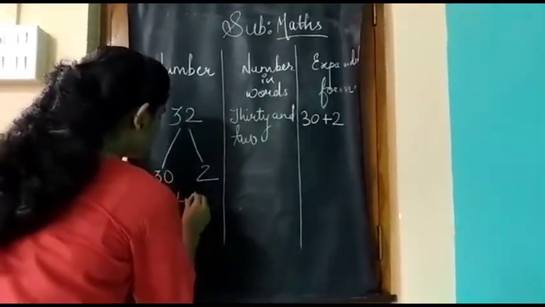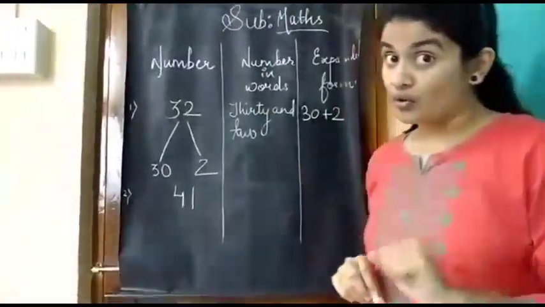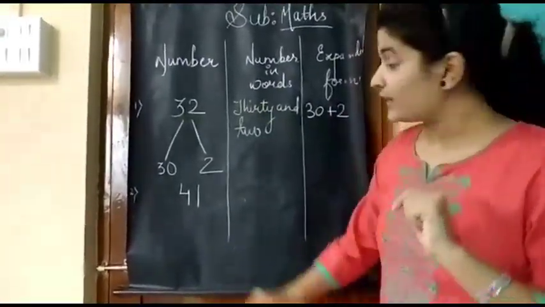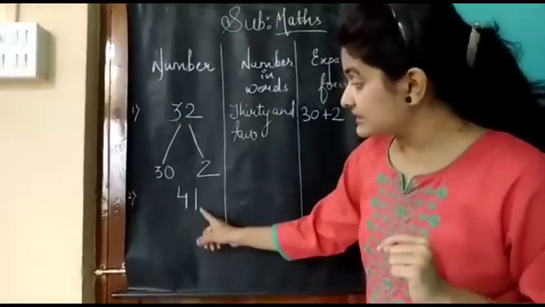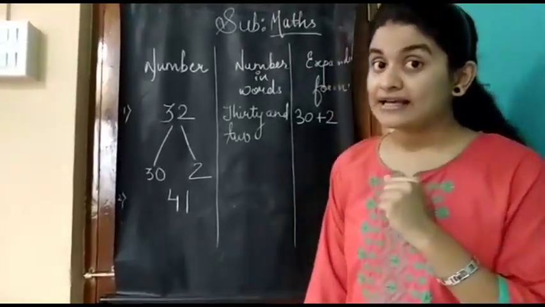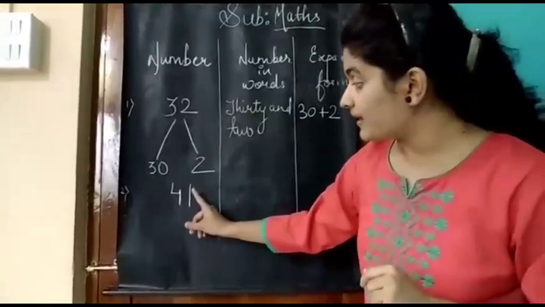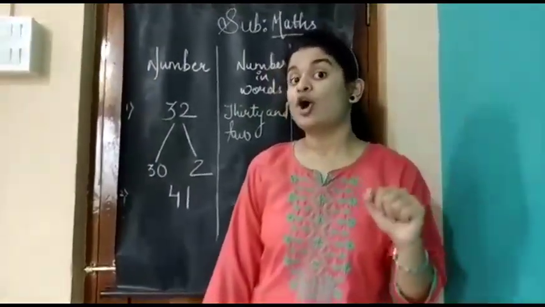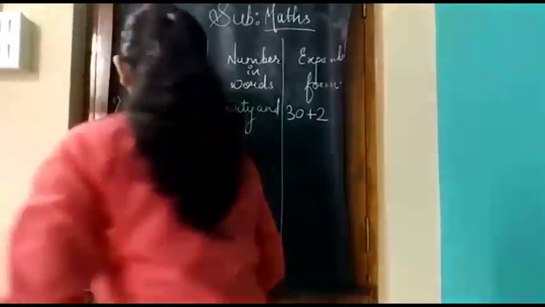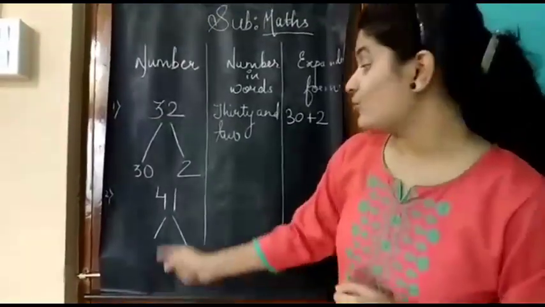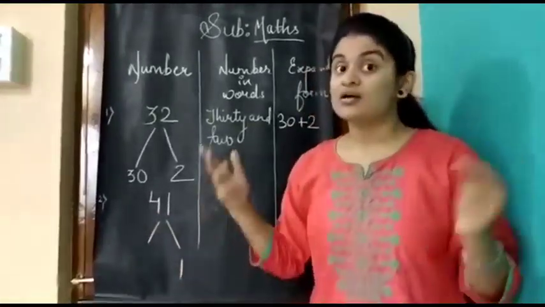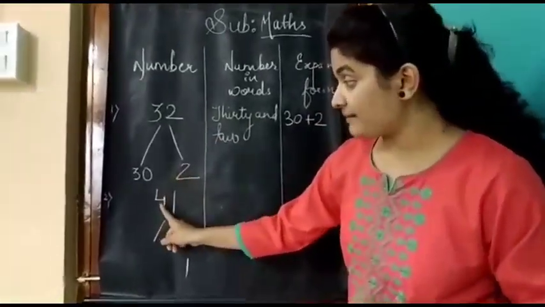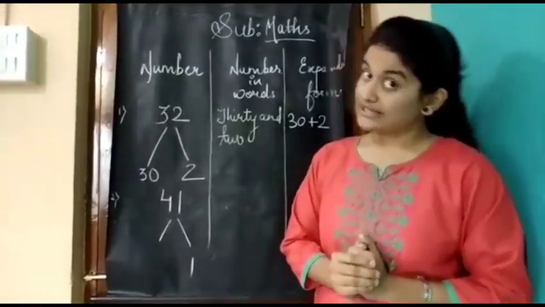See, here I have written number 41. Okay? So now tell me, what is the place value of this digit? Yes, the place value of the digit 1 is 1 because it's in units place. And now tell me, what is the place value of this digit? Yes, the place value of the 4 is 40 because this digit is under tens place.